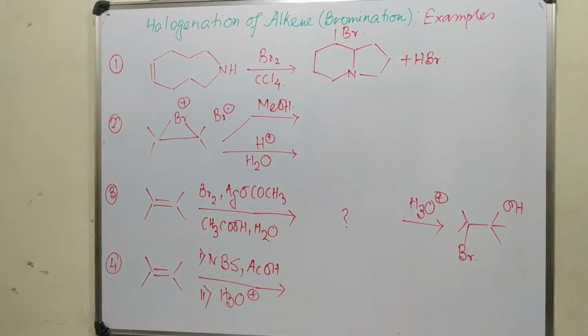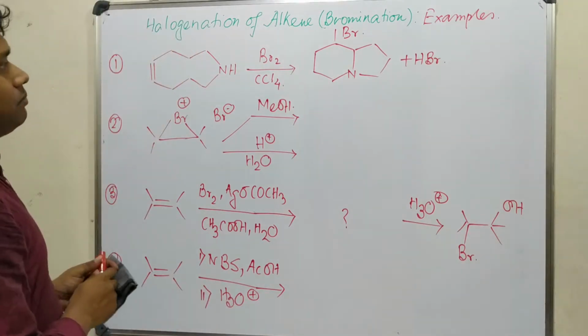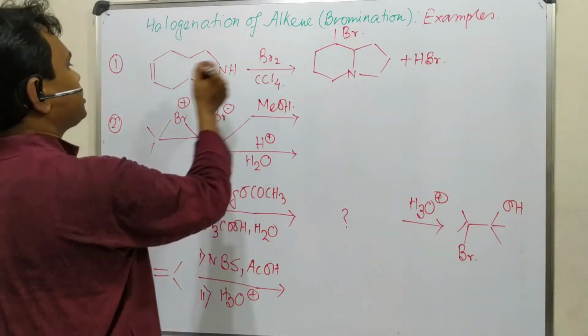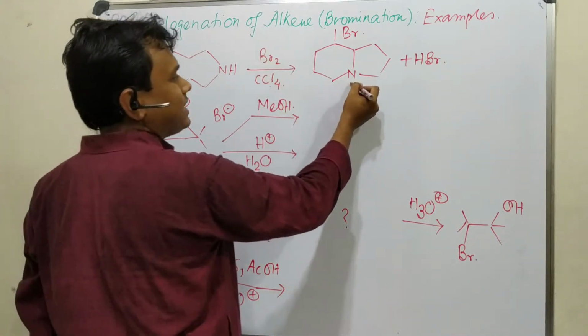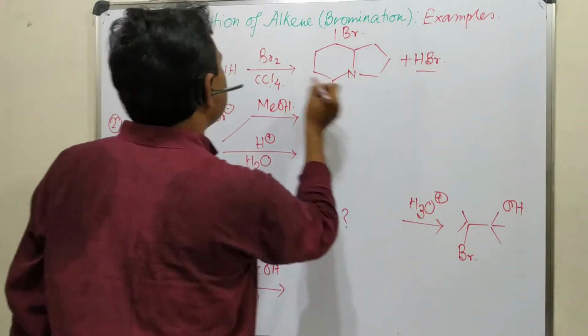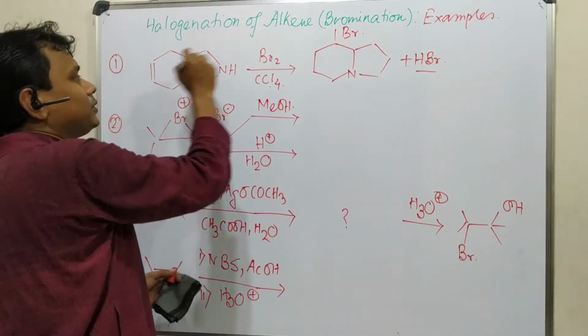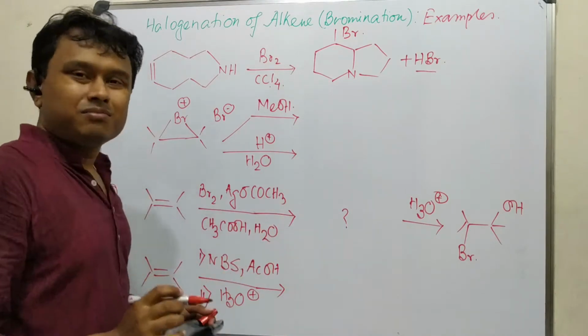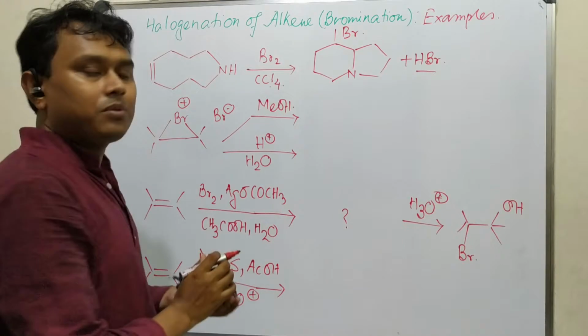Okay, so let's discuss some examples. In the first example, you can see there is a reaction between this double bond, bromine and carbon tetrachloride, which produces HBr. Since bromine is reacted and HBr is produced, we can estimate that there is a double bond. This means first there is addition, then elimination. That type of reaction happens.